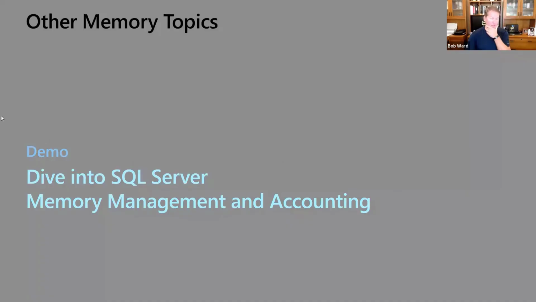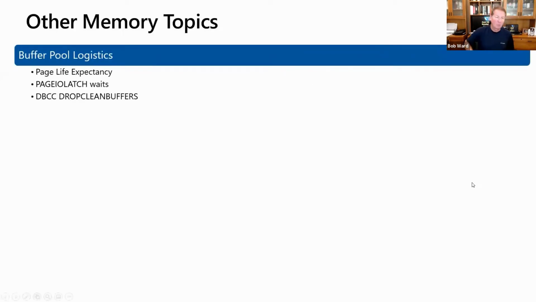Okay, what about some other memory topics that might be important for you? Number one, buffer pool logistics. I still believe, despite some issues that you might run into, that page life expectancy is a good way to look and see how effective is my buffer pool cache and do I need more memory for buffer pool? But keep in mind this, you may not be using buffer pool efficiently. It could be you're putting too many things in cache because you're scanning too much.